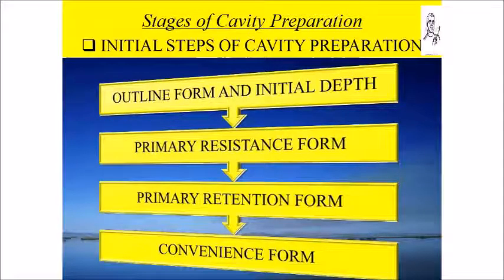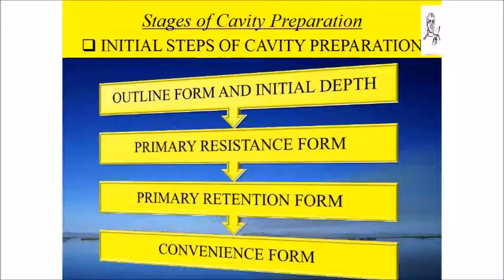Now let's see the stages of cavity preparation. There are two main stages: the initial steps of cavity preparation as well as the final steps of cavity preparation. The initial steps involve 4 steps and the final steps involve 5 steps. So totally it is 9 steps of cavity preparation, divided into two: the initial steps as well as the final steps.